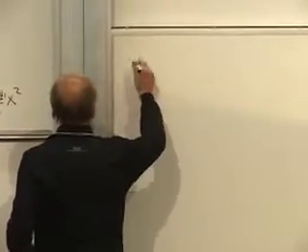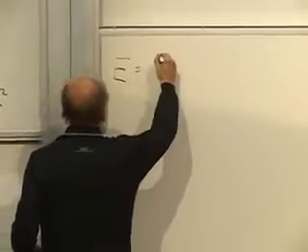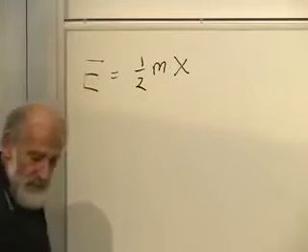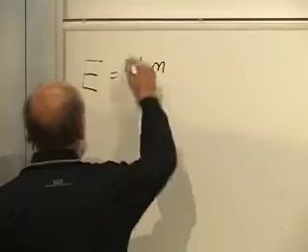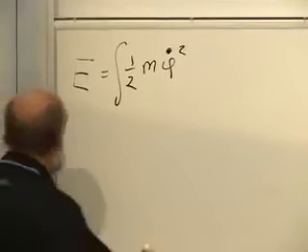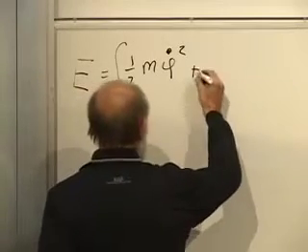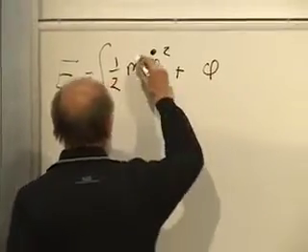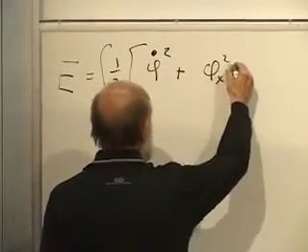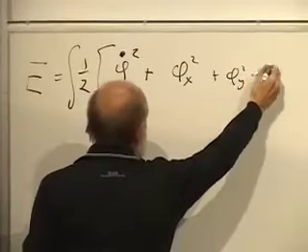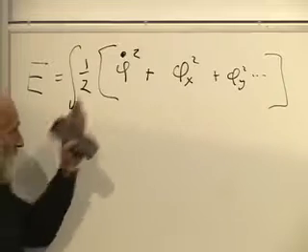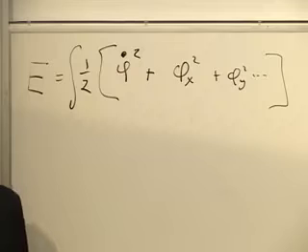What is the energy? The total energy is 1/2 the integral over space of phi dot squared, the kinetic energy, plus the potential energy, which in this case is phi sub x squared, and if you like, plus phi y squared, and so on. In other words, it's the sum of the square of the time derivative and the space derivatives. That's the total energy. Notice that it's always positive or 0.